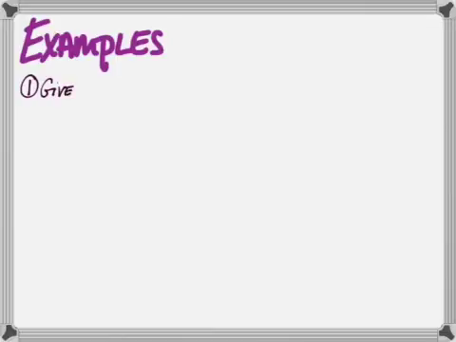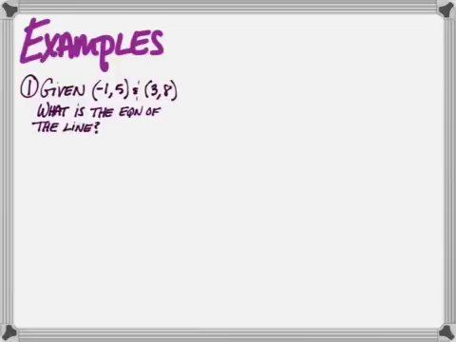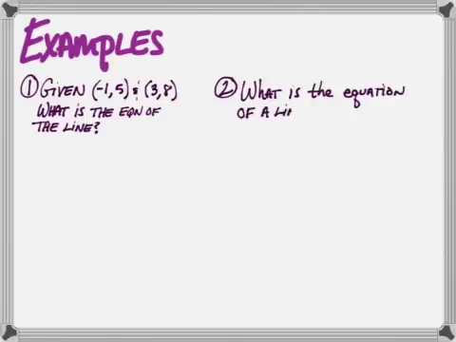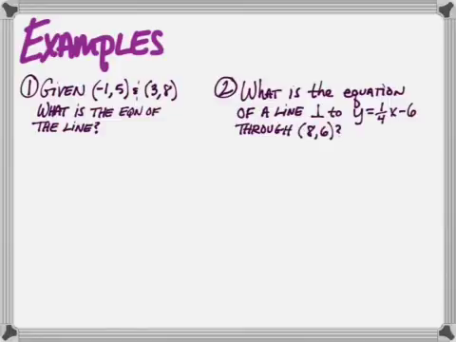Alright, we'll do a couple of examples. Given 2 points, what is the equation of the line? So a couple things I need to figure out. I have another one. What is the equation of a line perpendicular to y equals 1/4 x minus 6 through the point 8, 6?